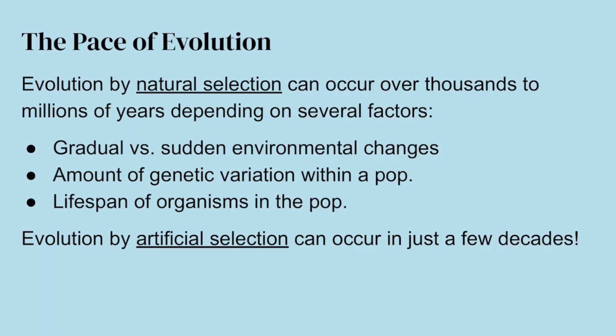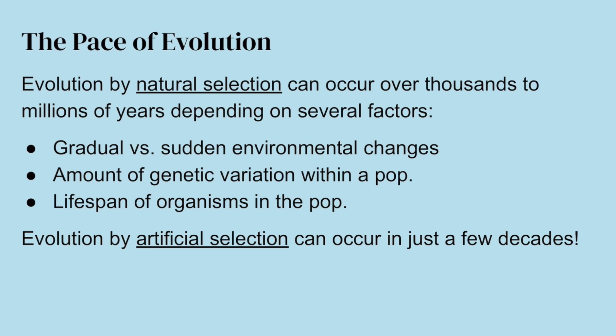All right, last slide. Evolution can occur slowly or relatively rapidly depending on the circumstances. Evolution by natural selection can occur over thousands to millions of years depending on several factors. The first is whether environmental changes are gradual or sudden. Gradual changes can lead to slower evolution, whereas sudden environmental changes will lead to more rapid evolution or extinction if that species actually can't adapt quickly enough.